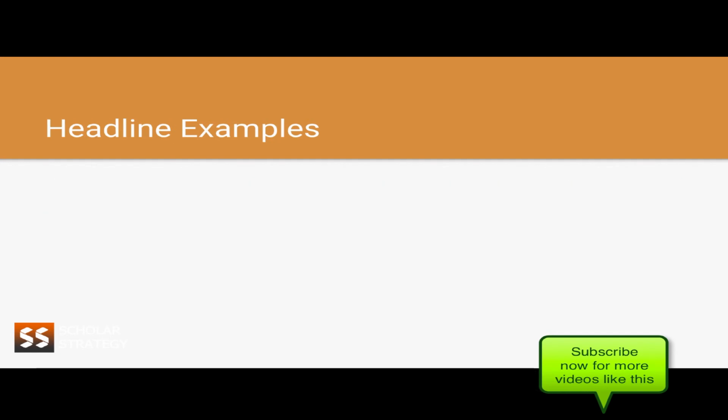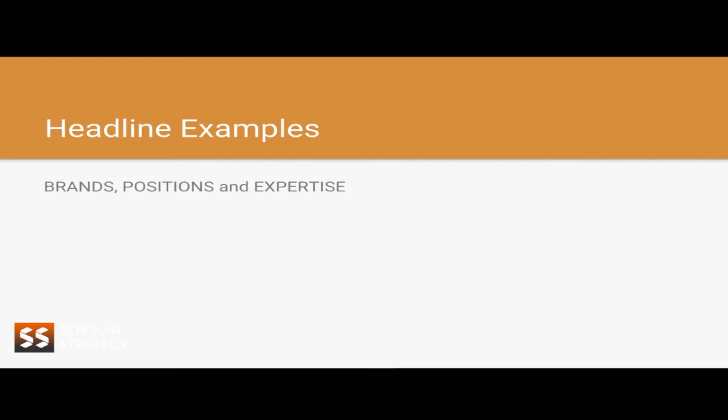Okay, and last but most important is the headline example. I've already told you why headlines are important, and how to go about it. And here I'm going to give you some tips specifically for your grad school life. What I think matters in a headline is you should be talking about your brands. You should be talking about the important positions you have held previously. And you should be highlighting any expertise. If you have a domain specific expertise in something, that is something you need to highlight.